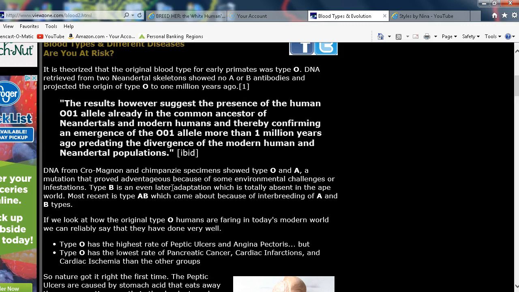The chimpanzee specimen showed type O and A mutation that proved advantageous because of some environmental challenges or infestations. Type B is an even later adaptation, which is totally absent in the ape world. Most recent is type AB, which came about because of interbreeding of A and B types. Now, if we look at the original type O, humans are faring in today's modern world, we can reliably say that they have done very well.